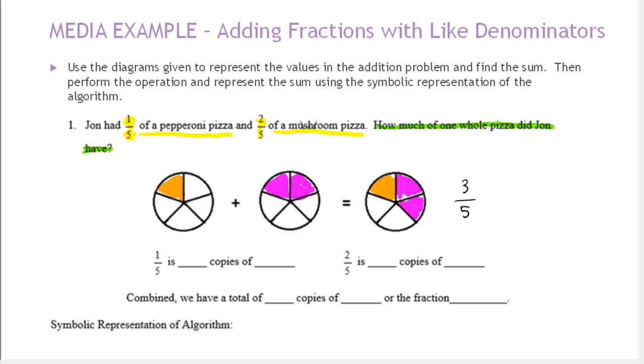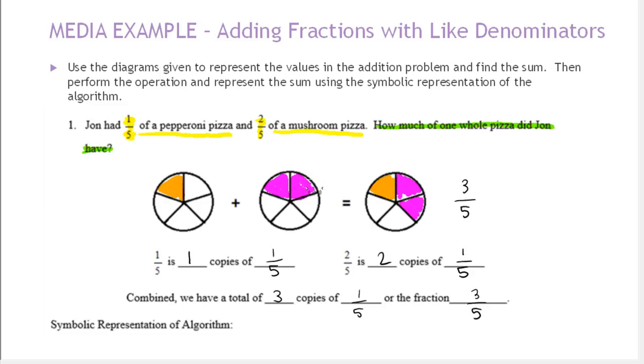Okay. So now let's connect this to copies of language and how we would write this symbolically. So 1/5 is 1 copy of 1/5. And that may seem pretty obvious or trivial, but we want to see how many we're combining together. 1/5 is the size of the pieces, and we have one copy of those for 1/5. 2/5 is 2 copies of 1/5. So combined, we have a total of 1, 2, 3 copies of 1/5, which is equivalent to the fraction 3/5.